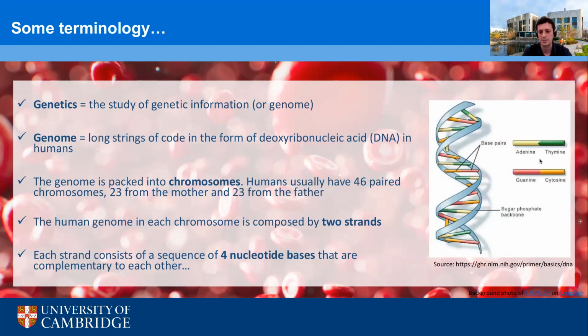You can see that they are paired to each other. So adenine is coupled with thymine and guanine is coupled with cytosine. And here we have the 2 strands that I mentioned before.